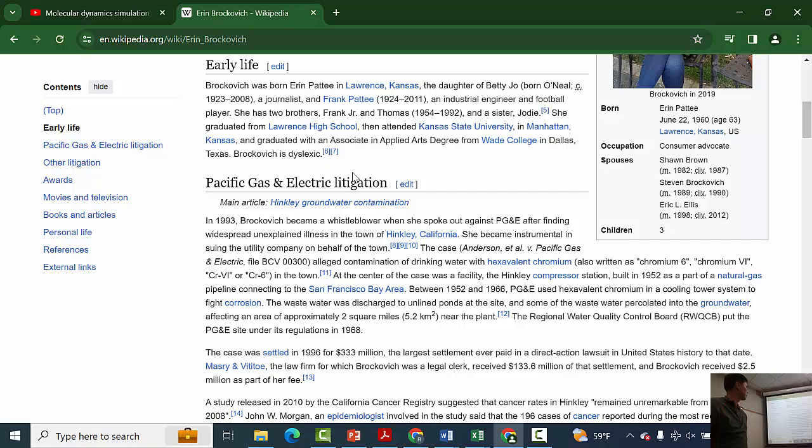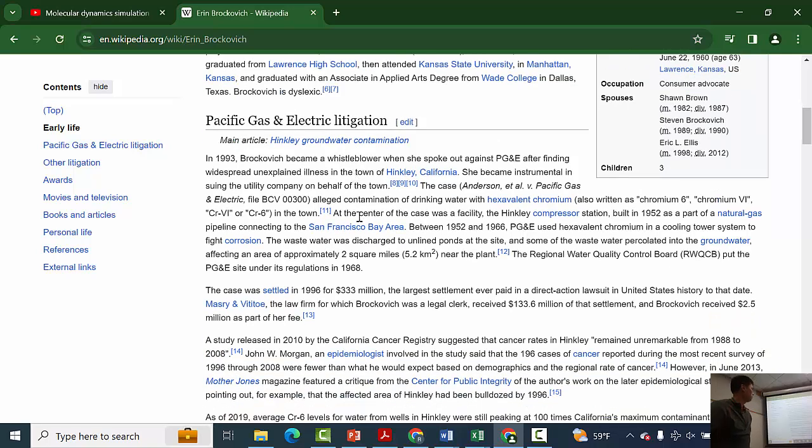Let's see if they talk about it here. Chromium 6, sometimes they'll write it like this. That's not really how we write it. We write it chromium, the whole word, and then parentheses, Roman numeral 6, close parentheses. But these are shorthand ways of writing it. Chromium 6, chromium -6, or they call it hexavalent. Hexa means 6, valent is a charge. Hexavalent chromium, also written as chromium 6.